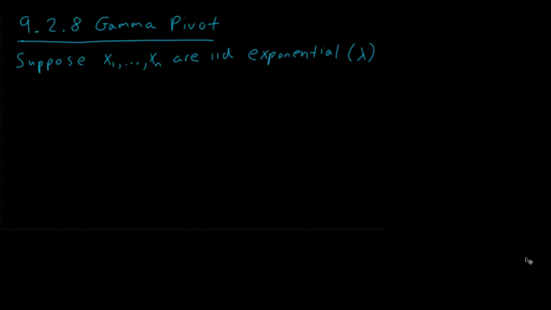Alright, this is example 9.2.8, the gamma pivot, and my name is Will Hastings. I'm working with Cameron, Jose, and Kelly.